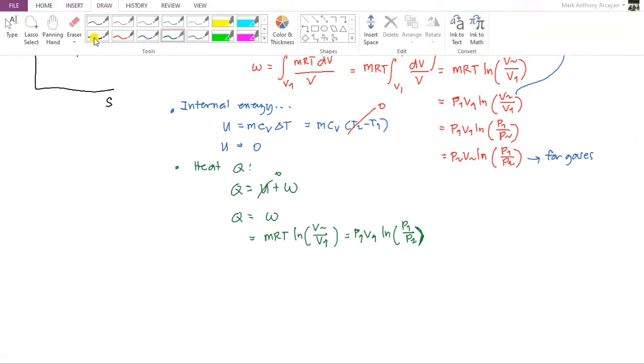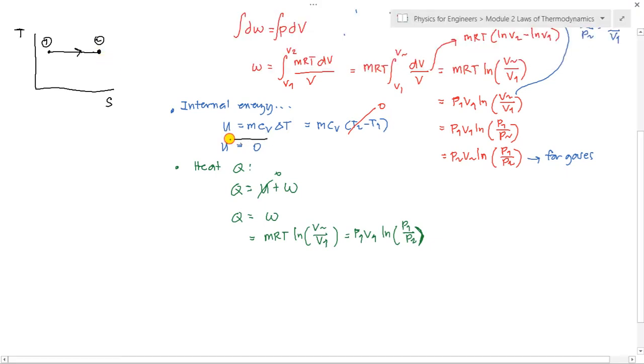That is the definition of heat. Maybe you have heat loss or heat gain. So those are the formulas. Then, after this, let's proceed to entropy. The last one is entropy.